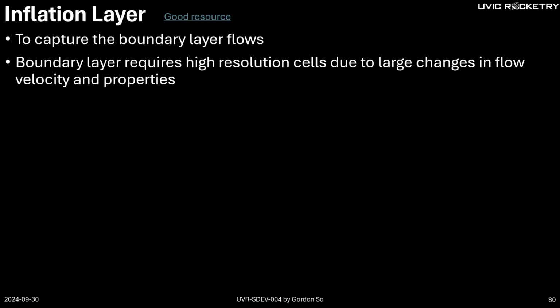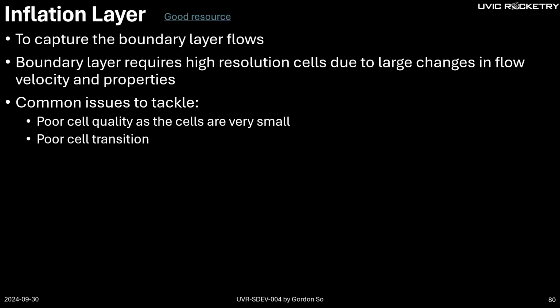However, the main reason that we use inflation layers is to capture boundary flows, because boundary flows occur in a really, really small regime that you can't recapture with a large cell. Some typical thickness of boundary layer, we're talking 2 millimeters up to 20 millimeters, which is pretty small compared to your whole domain cell size. So you want a good resolution near the wall to capture that.